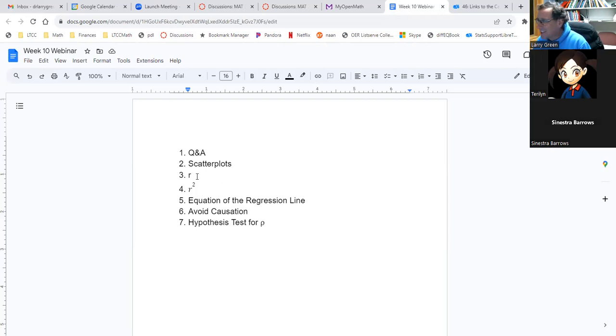Well, it's not causation. That's a big difference, or at least you can't conclude causation from correlation, and that's going to be a biggie. In fact, that's number 6, as you can see.